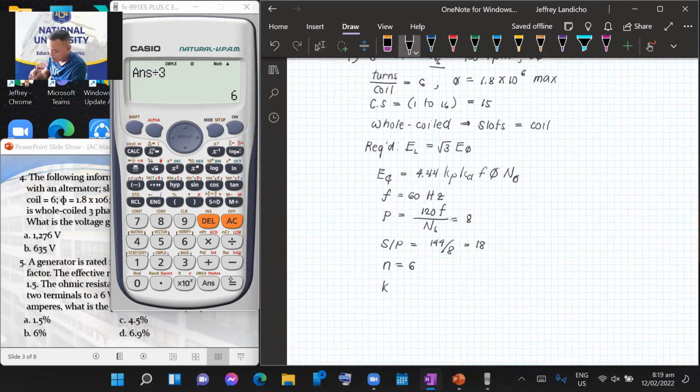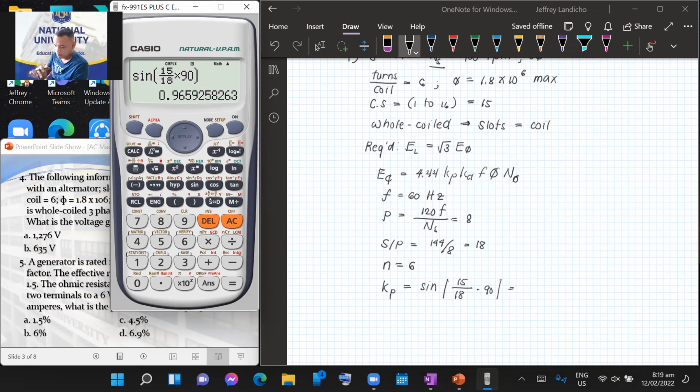Kunin natin yung ating pitch factor. Since fractional pitch, coil span is 15, pole pitch is 18, multiplied by 90. So, meron tayong pitch factor: sine of 15 over 18 times 90. Pwede na siguro natin 6, 5, 9. Start ko na lang kay A.